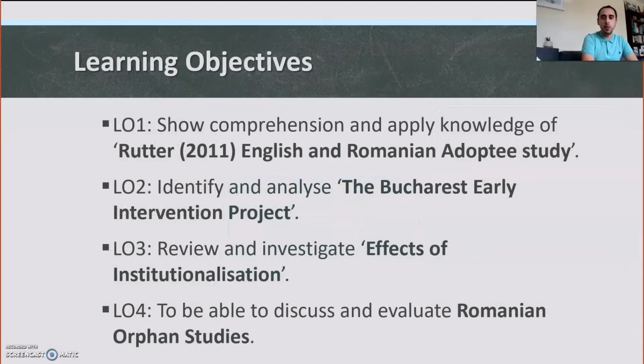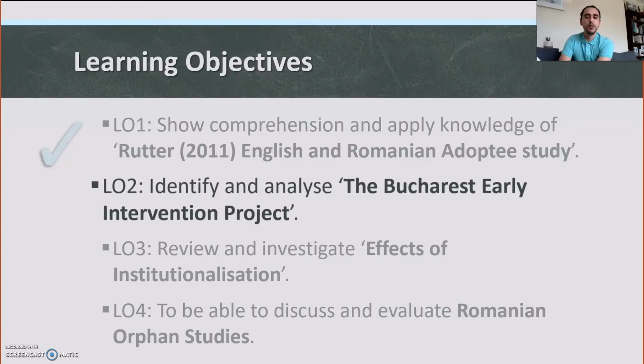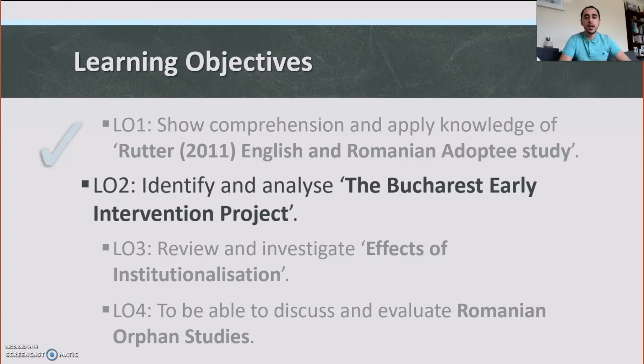And that's learning objective 1. Show comprehension and apply knowledge of Rutter's English and Romanian Adoptee study. Done. We're moving on to learning objective 2. Identify and analyse the Bucharest Early Intervention Project.